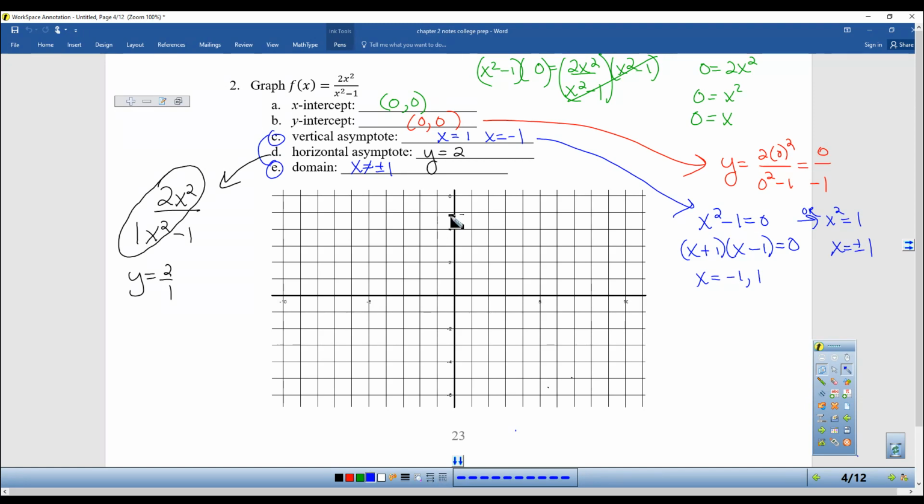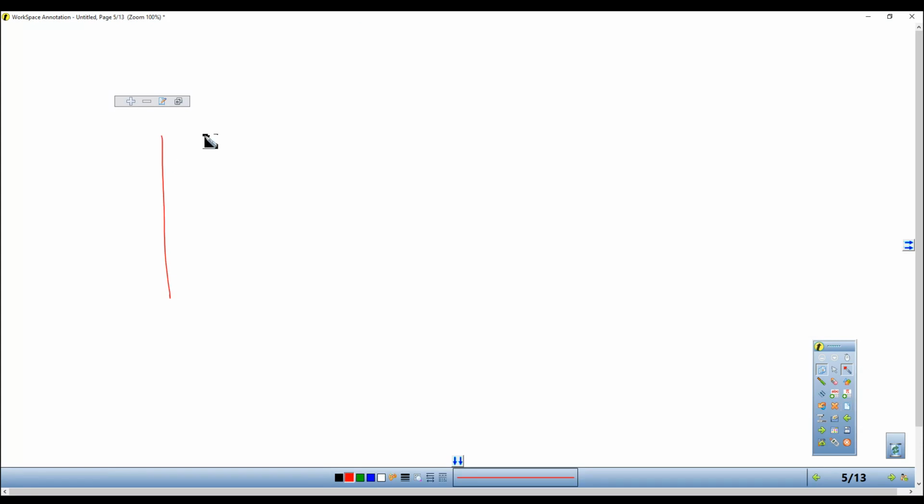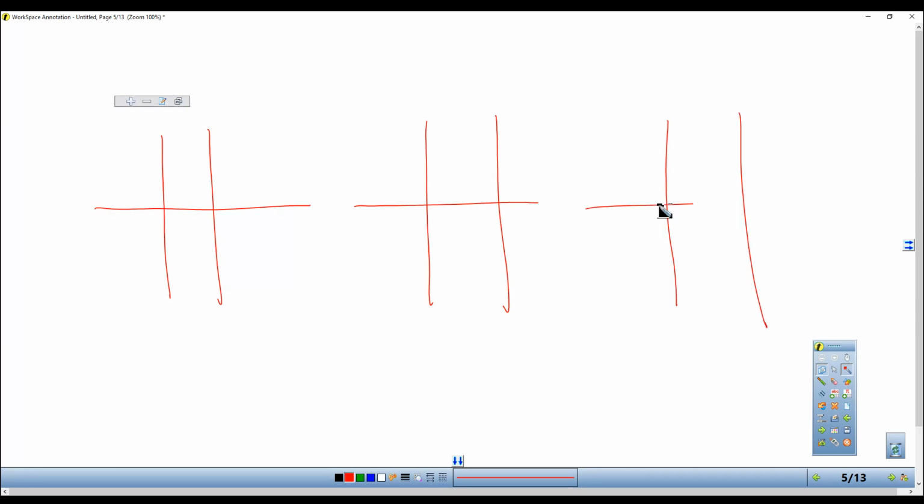So x is equal to 1, vertical line, still keeping it color-coded, negative 1. Horizontal asymptote, y is equal to 2. And now we have just 1 point that we can plot, which is 0. So when you have this H formation, the graph can do a couple different things, but they do tend to have patterns.